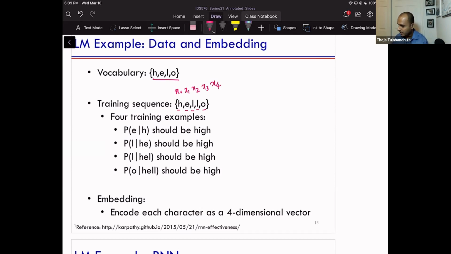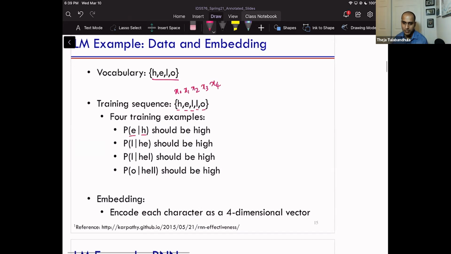And what are they? If I give just X1 as an input, I need to predict X2, right? That's the next character. Similarly, if I give X0 and X1, I need to produce X2, which happens to be L here. Similarly, if I input X0, X1, and X2, I need to produce X3, which is again L. And if I input X0, X1, X2, and X3, the 4 characters, then I should predict the 5th character. Okay, so that's what I want to do.